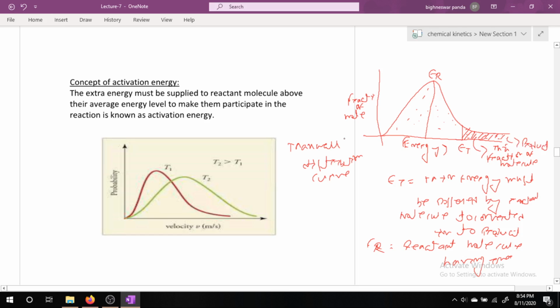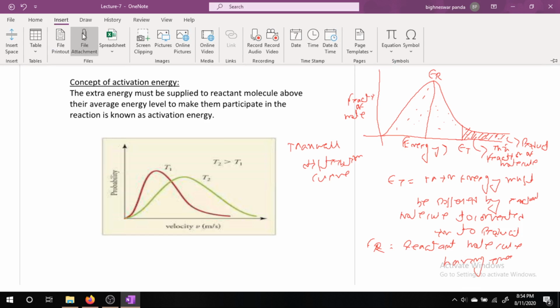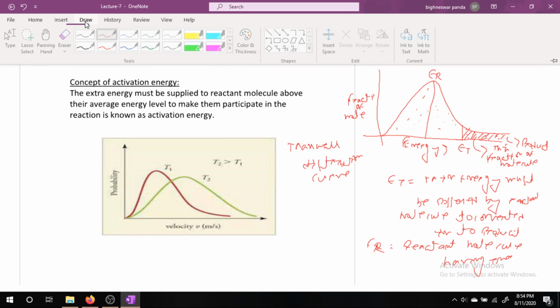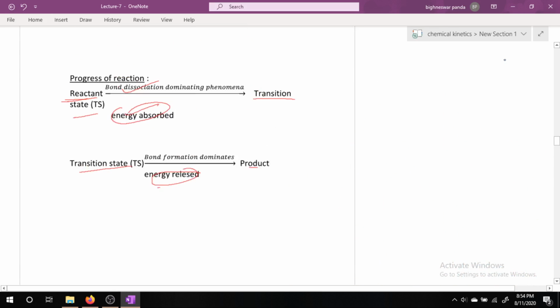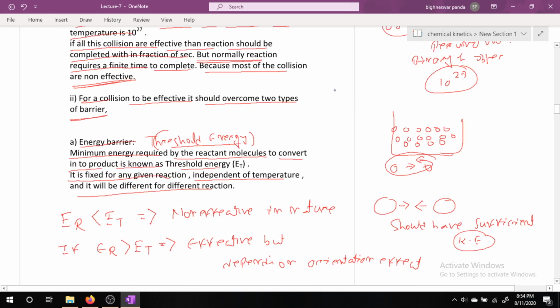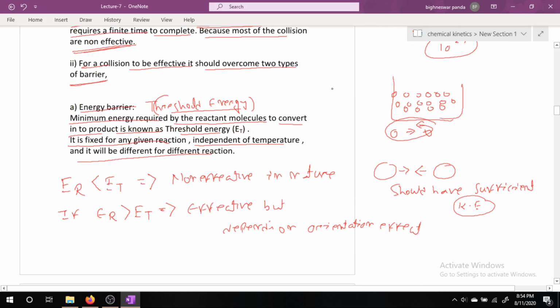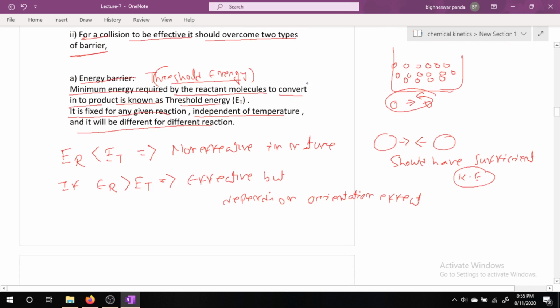If I increase the temperature, then what happens here? The curve follows this type. What happens here? Threshold energy does not change, because what is threshold energy? It is fixed for any given reaction, independent of temperature, and it will be different for different reactions.